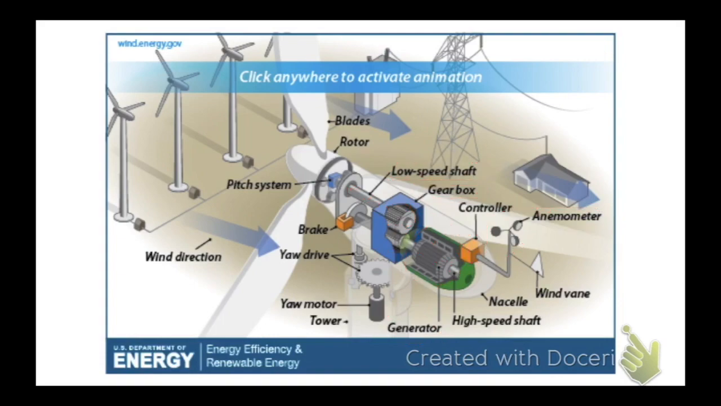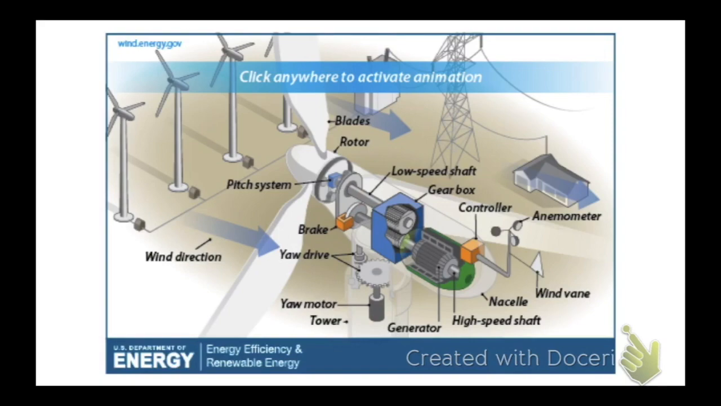I want to show you another thing. Notice that we have a brake. So if things get going too fast, we can slow the blades down. We can slow down the shafts so that things don't get going too fast.